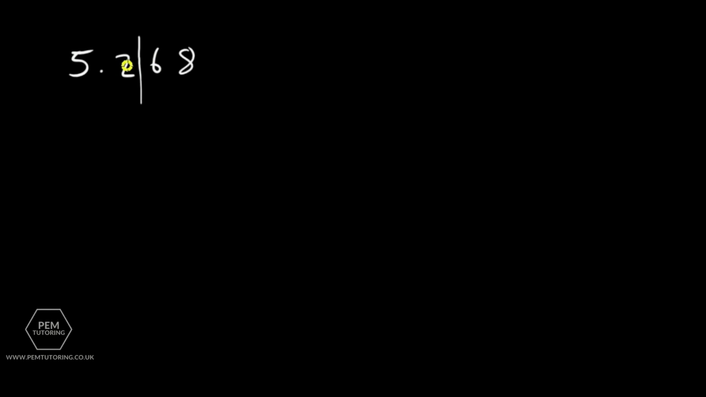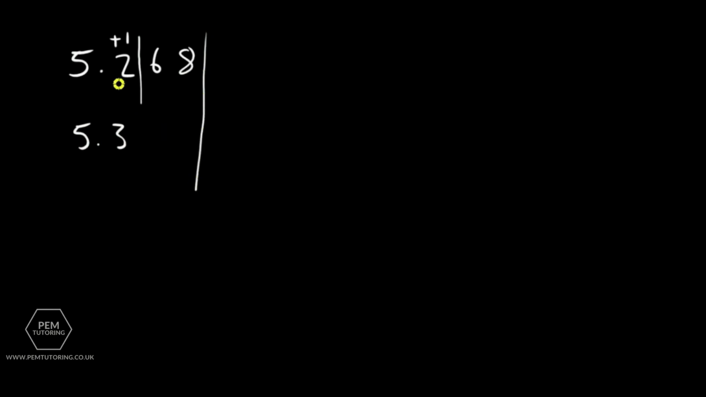So if it's 5 or more, you have to increase it by 1. If it's less than 5, you keep it as it is. So we can see the number 6, so we have to add 1 to that 2. So we'd get 5.3. So 5.268 to one decimal place is 5.3.